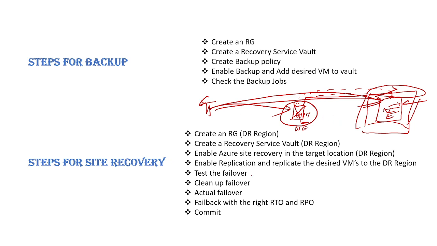So then you can do the cleanup failover. When you clean up failover, the virtual machine which got created in Northern Europe will be deleted. All the things will be cleaned up. Then the actual failover, what you do during the DR scenario, you can just click on the actual failover. Then app01 will be already moved to Northern Europe, and the users will be pointing to Northern Europe now. That is called the actual failover.